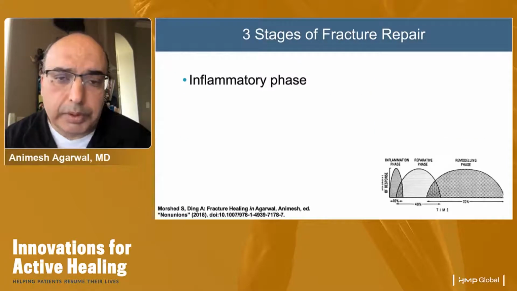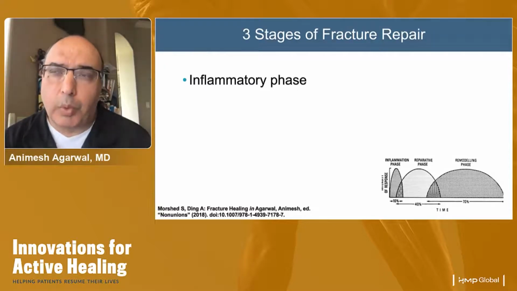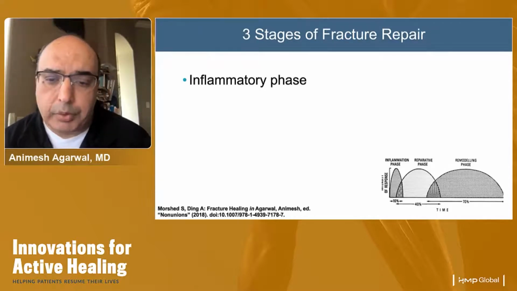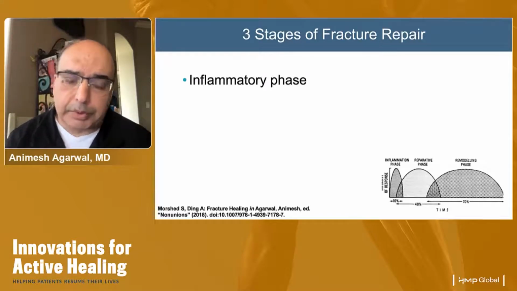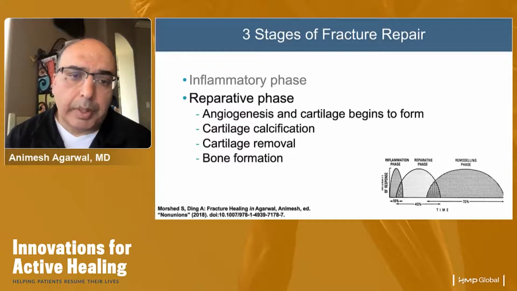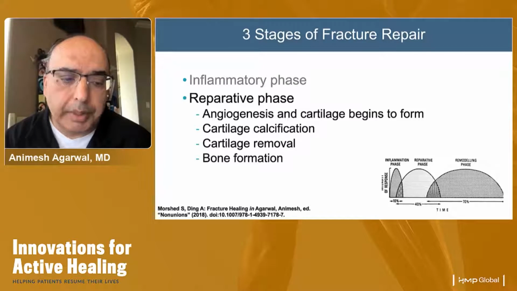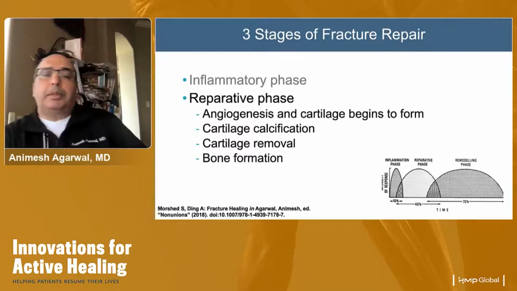I think it's important to understand the 3 stages of fracture repair, which has been described well in the literature. So you have 3 phases: the inflammatory phase, which is 10%, the reparative phase, which is about 40%, and then the remodeling phase, which again is about 70%. The reparative phase is where you have angiogenesis and cartilage begins to form. There's cartilage calcification that occurs, which is then eventually removed and replaced by bone.